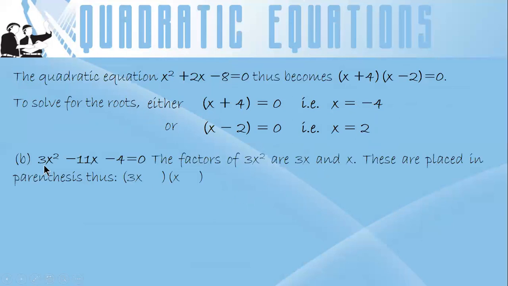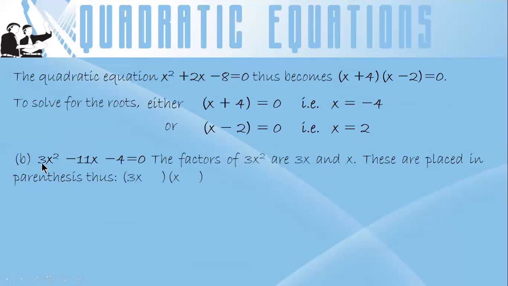For letter B, the factors of 3x squared are 3x and x. So it's okay since there's only one pair, 3x and x. Now, what if the coefficient is, let us say, 12? The factors of 12 are many: you have 12 and 1, 6 and 2, 4 and 3. So what happens is you do trial and error. There is no standard pattern. Trial and error is the way.